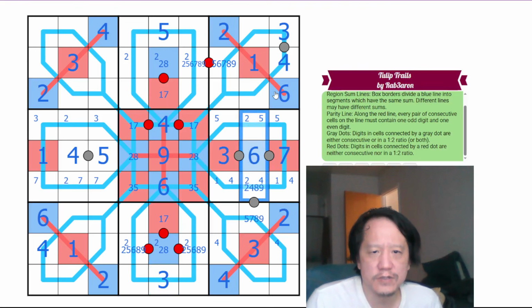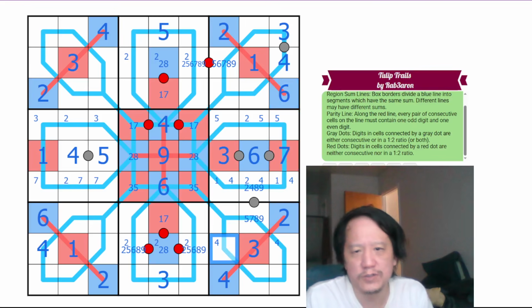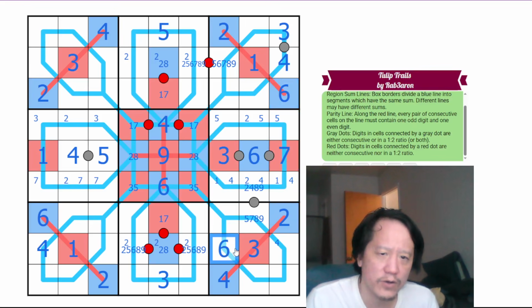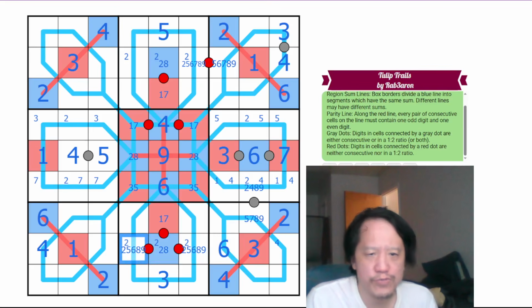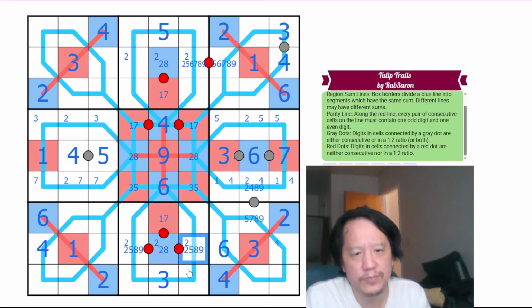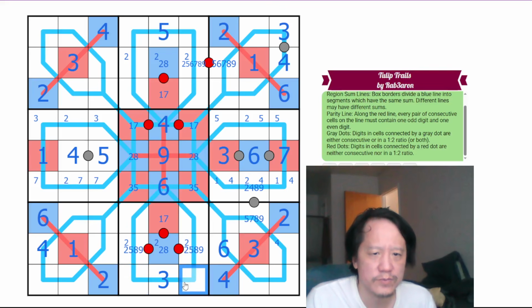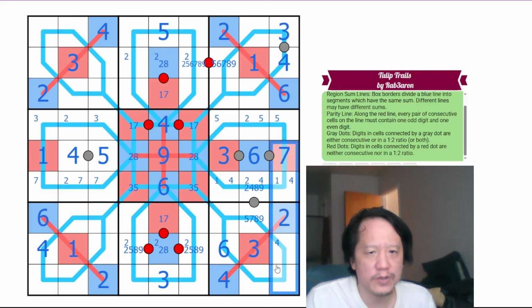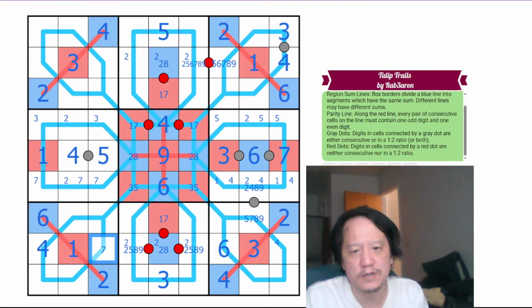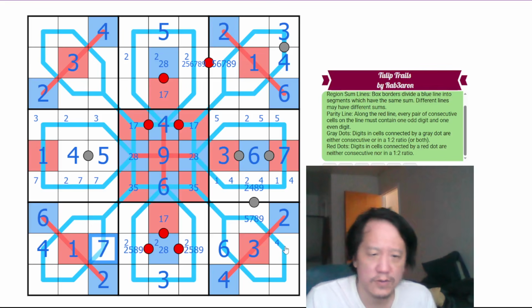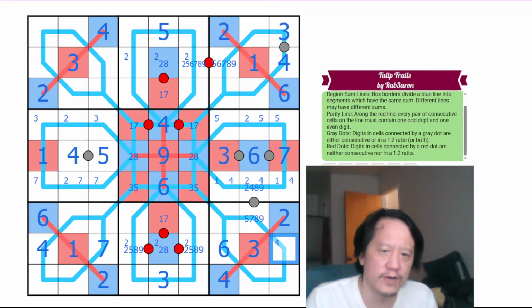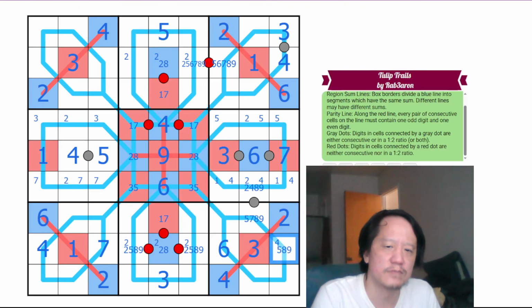We have 6 here, 6 here. 6 can't be here, so that forces 6 to be there. So no 6 here. So 6 is one of those two. 7 can't be here. 7 can't be one of these, so therefore 7 is there. And this has to be 5, 8, or 9. It's fine.